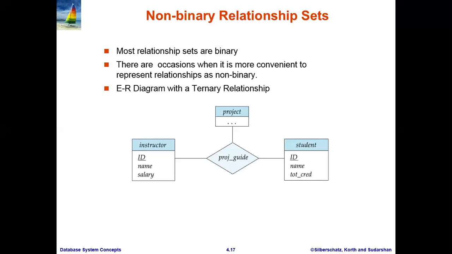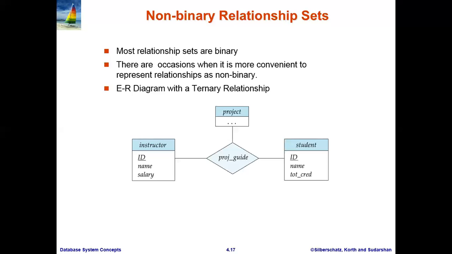And the project on which they are working is shown as a separate entity, project, and that is a third entity. And project_guide is again acting as a relationship set present between the instructor, student, and project entity.